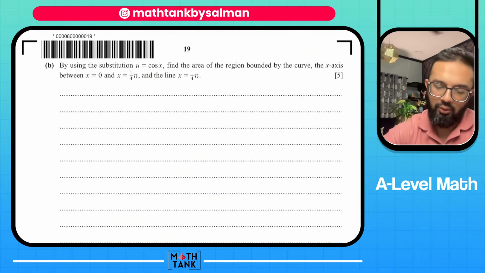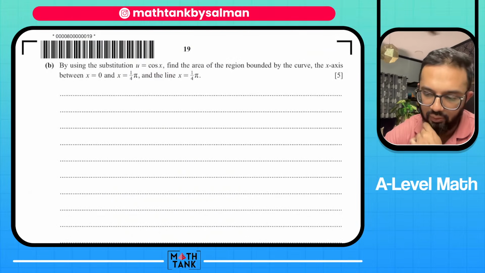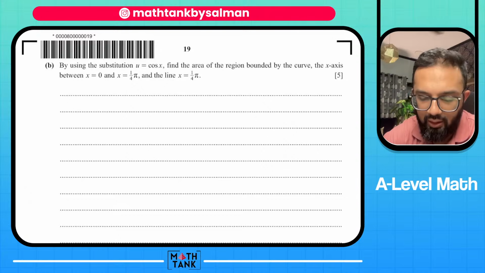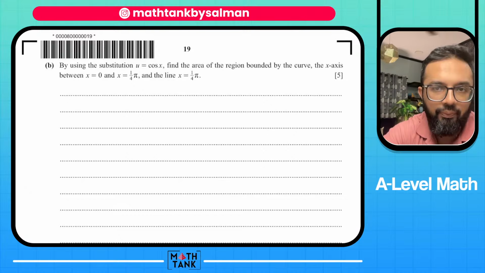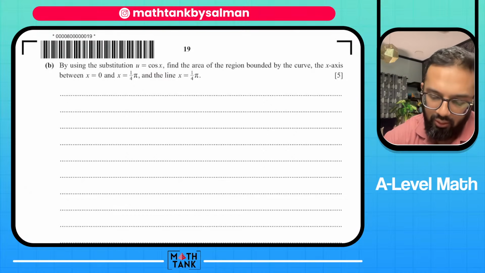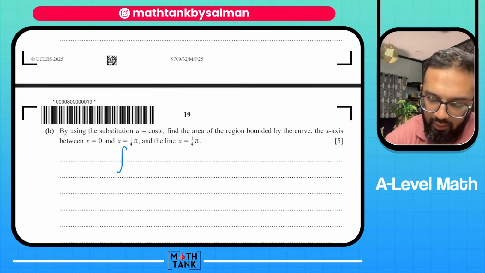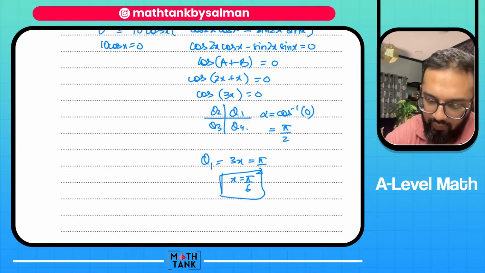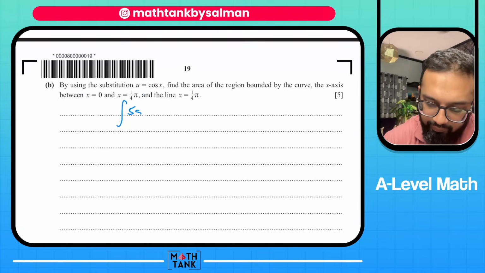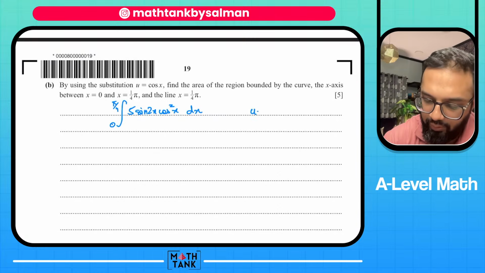Okay, by using the substitution this, find the area of the shaded region bounded by the curve, the x-axis, between x equals 0 and x equals pi over 4, and the line x equals to pi over 4. Okay, so you first write it out. 10 sine 2x cos square x dx, and you integrate from 0 to pi over 4. And u is cos x.